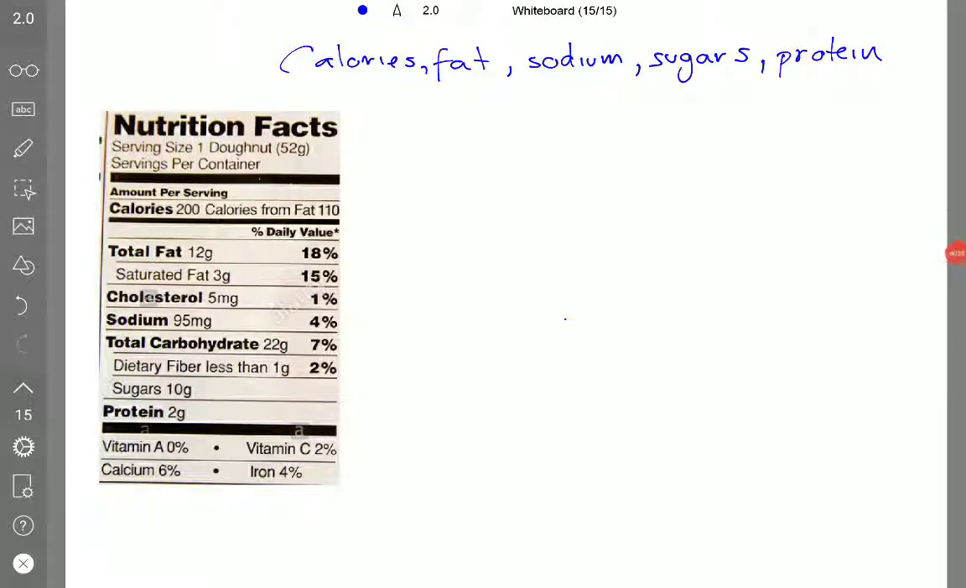Now, to calculate your numbers for the sweet that you used for your snack, or for the different sweets that you used, you're gonna have to do a calculation that is very simple. So let's do it for calories. Remember, you're gonna have to do a calculation for calories, one for fat, for sodium, sugars, and protein. So in total, you're going to find 5 different numbers.